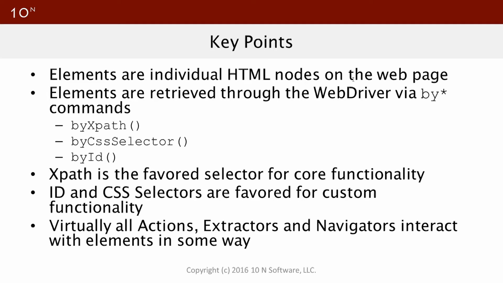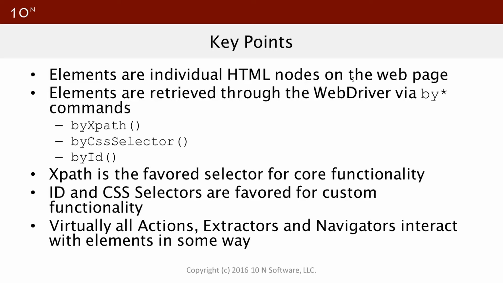Some key points. Elements are individual HTML nodes on the web page. They can be retrieved through either the WebDriver or the test case directly by using the by commands, by XPath, by CSS selector, by ID, which are both available in WebDriver, and then you have the additional by text, which is available in the test case. XPath is going to be favored for core functionality because it is basically guaranteed to provide the level of functionality that you need, whereas IDs and CSS selectors may not. But for your own custom functionality, ID and CSS selectors may be favored.